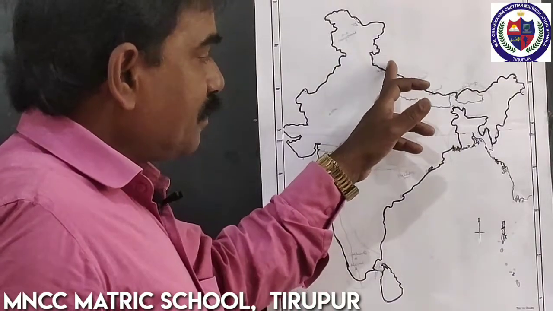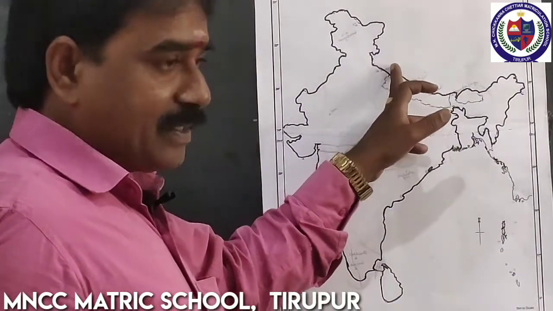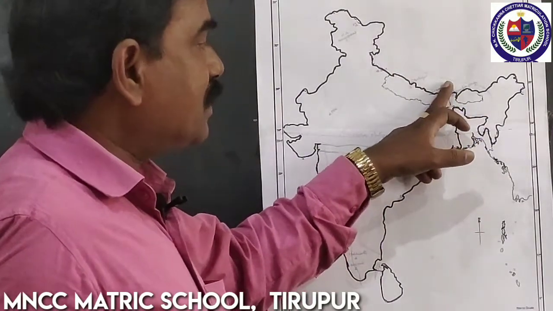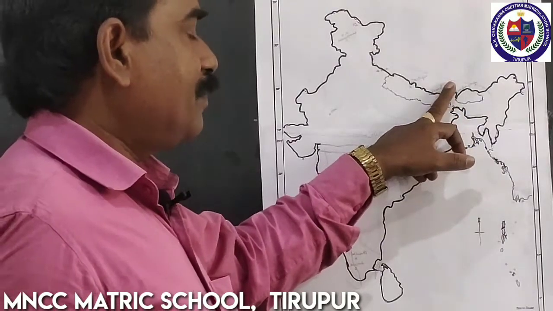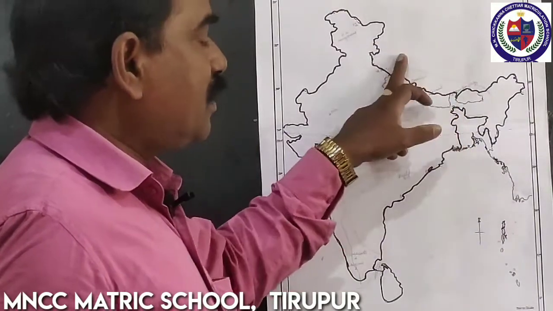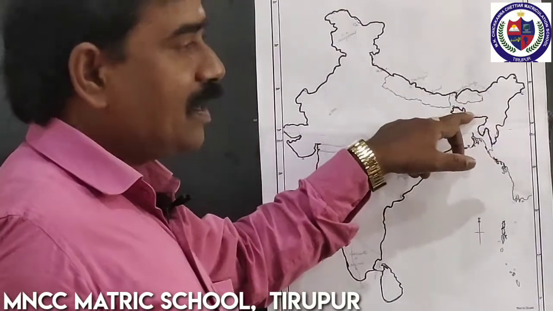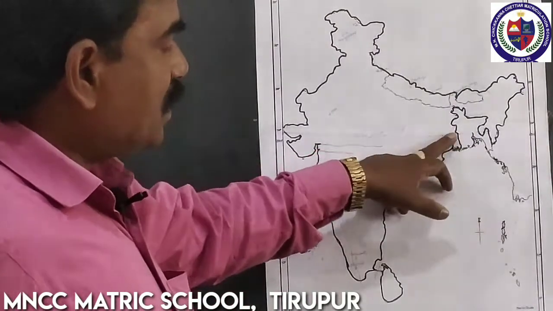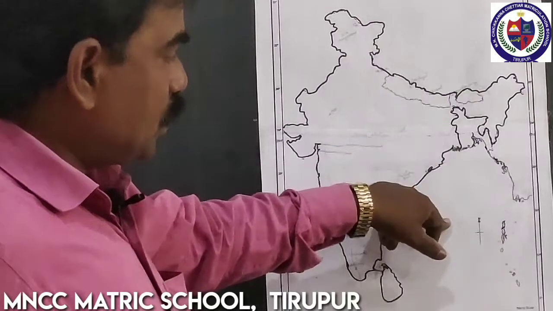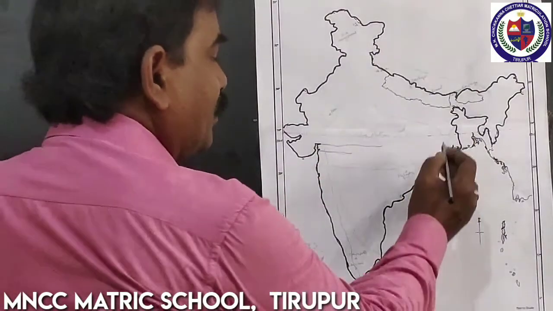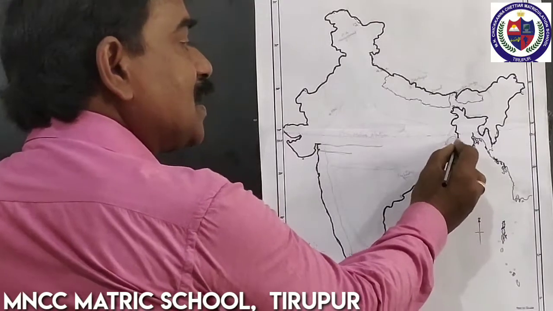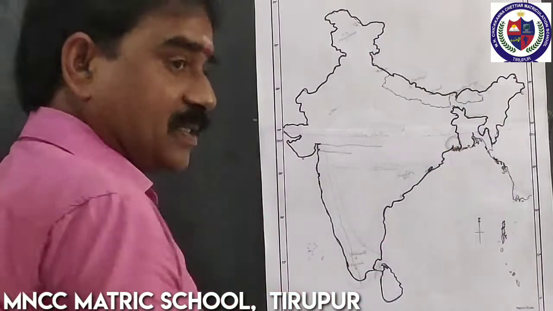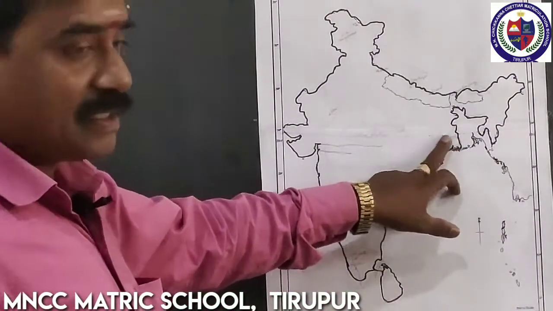The Brahmaputra river starts from Himalaya, and when it runs through Tibet, its name is Sangpo. The Brahmaputra river is called Sangpo in Tibet. When it enters into India, its name is Brahmaputra, and it joins with Ganga river and flows into Bay of Bengal. The place where the Ganga river and Brahmaputra joins forms Sundarbans. Here, Sundarbans.